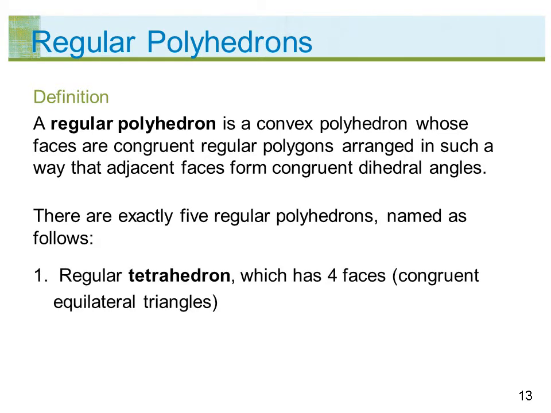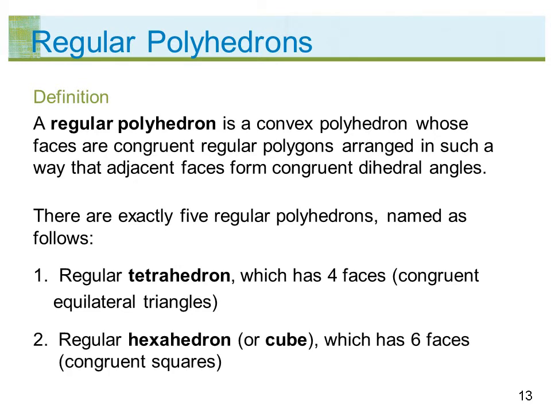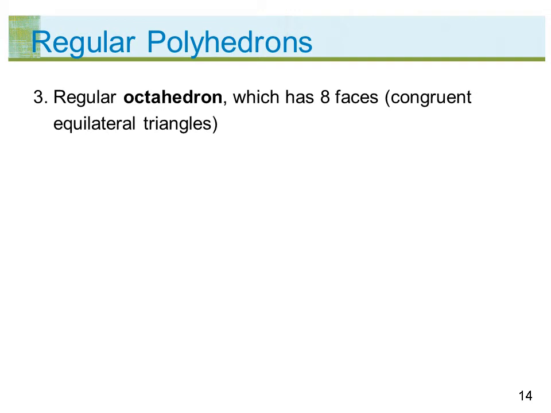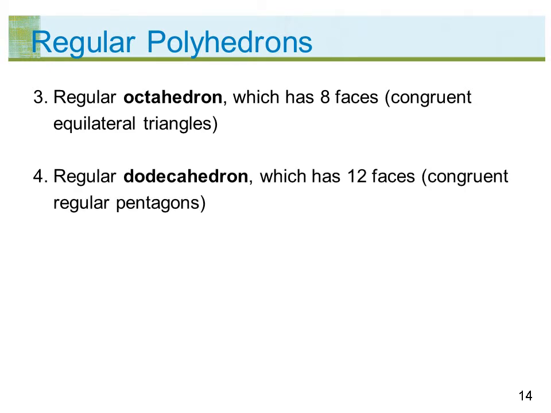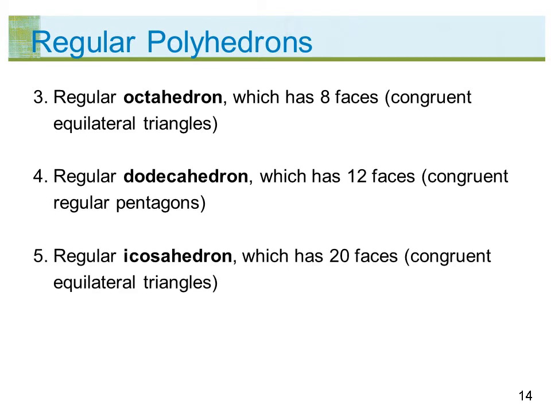Number 1. Regular tetrahedron, which has 4 faces, congruent equilateral triangles. Number 2. Regular hexahedron, or cube, which has 6 faces, congruent squares. 3. Regular octahedron, which has 8 faces, congruent equilateral triangles. 4. Regular dodecahedron, which has 12 faces, congruent regular pentagons. 5. Regular icosahedron, which has 20 faces, congruent equilateral triangles.